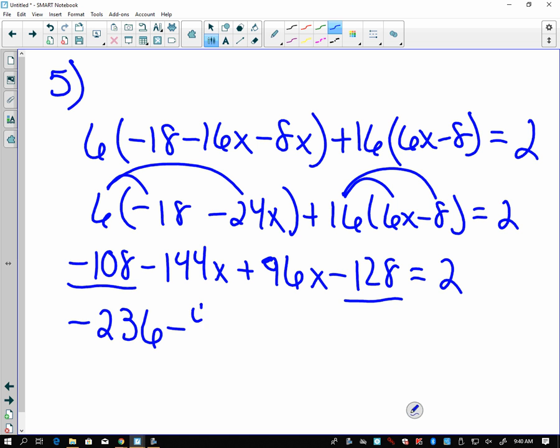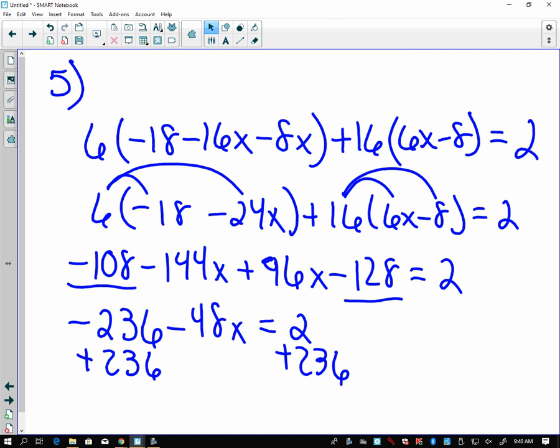Negative 48x, okay, and that equals 2. Okay, somebody else? Okay, Abby? Add 236 to both sides. Okay, sounds great. 236 over there.